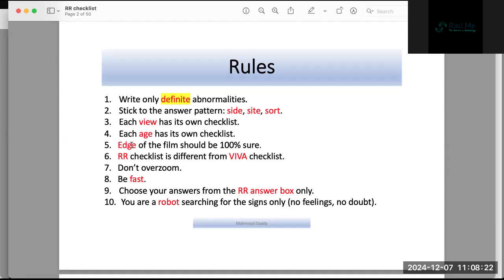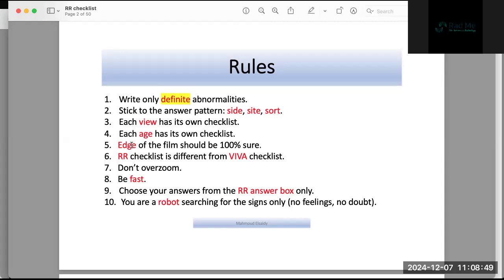But if you find an abnormality at the edge of the film, it has to be a very clear abnormality, 100% sure that it is abnormal. Okay? Also, don't forget that for January, I don't know if they will change the rapid reporting scheme in the exam or not yet. But in January, for sure, it will continue like before.